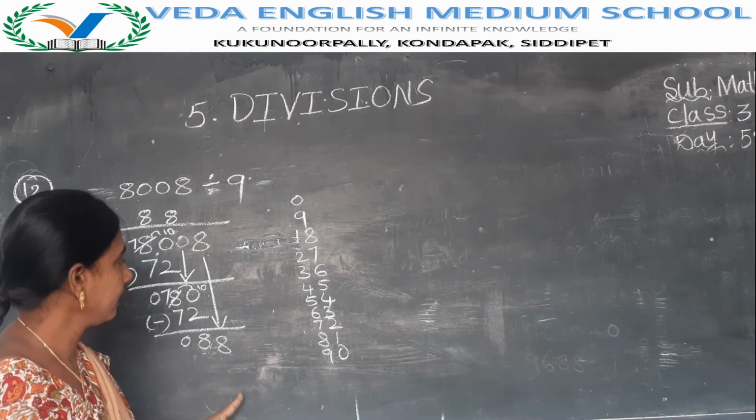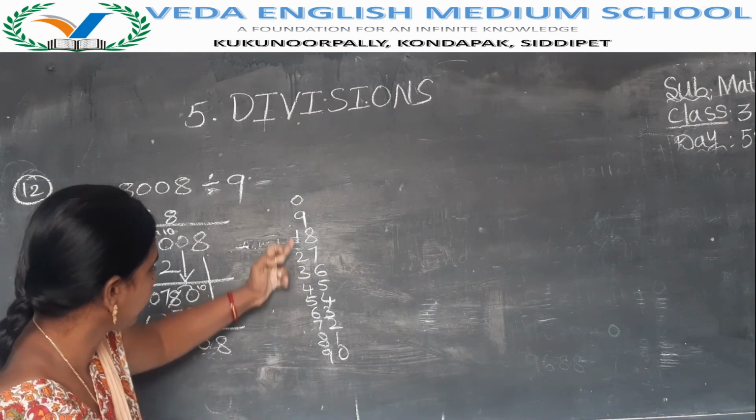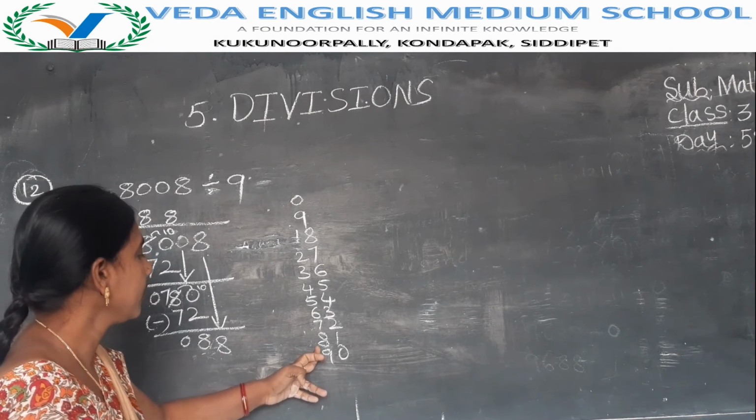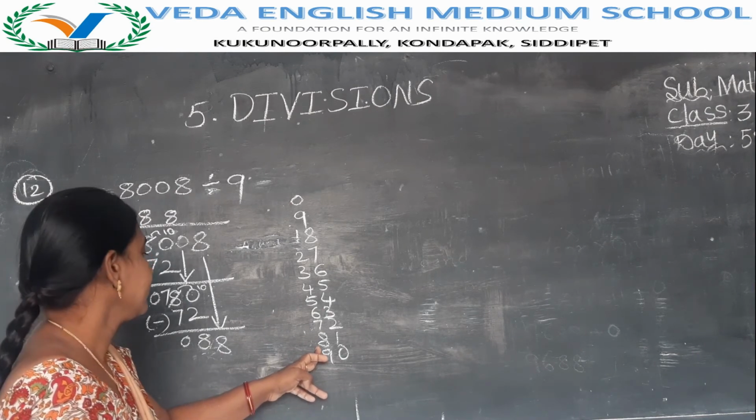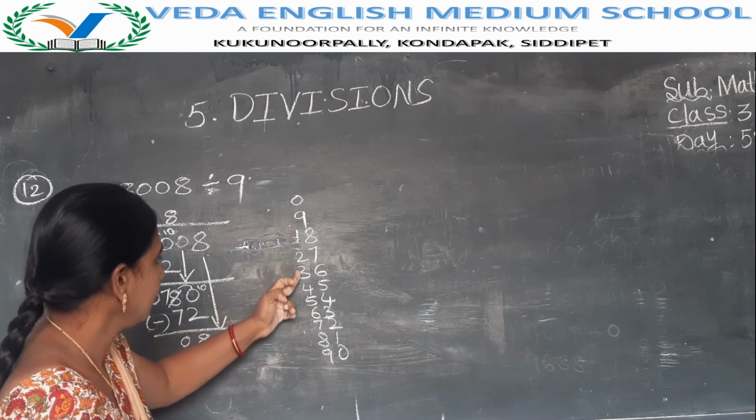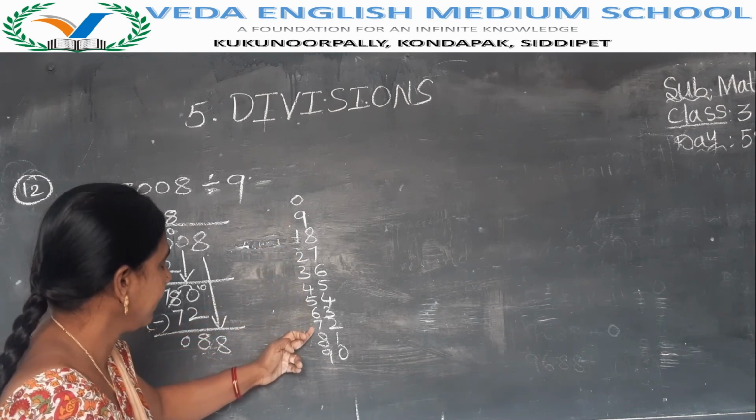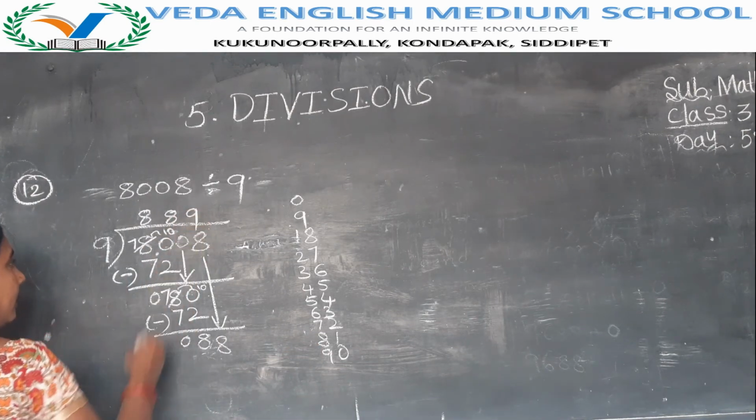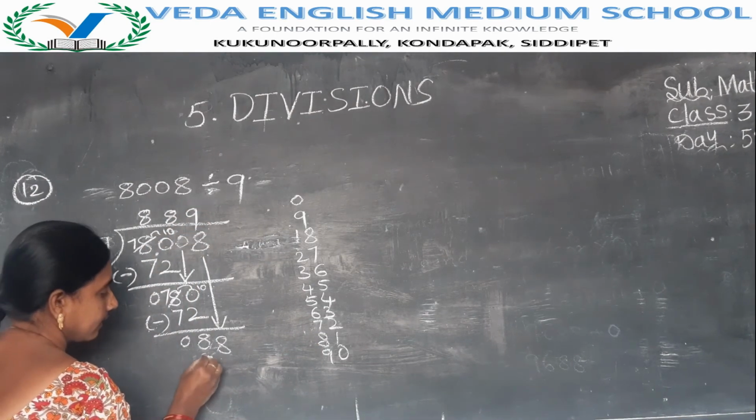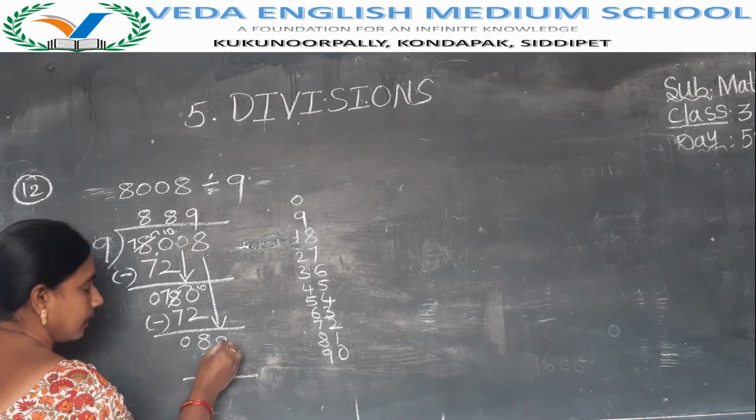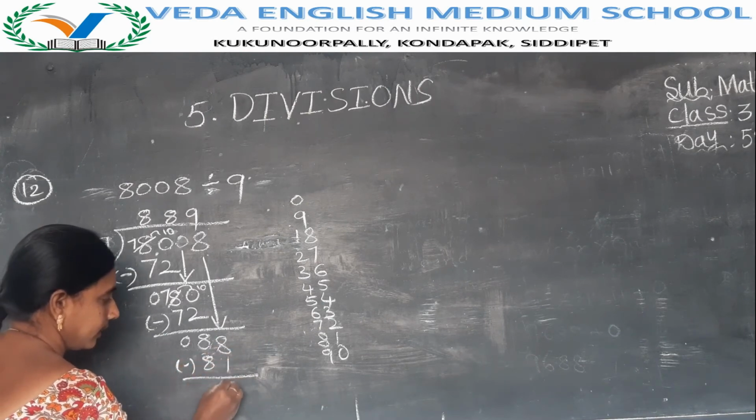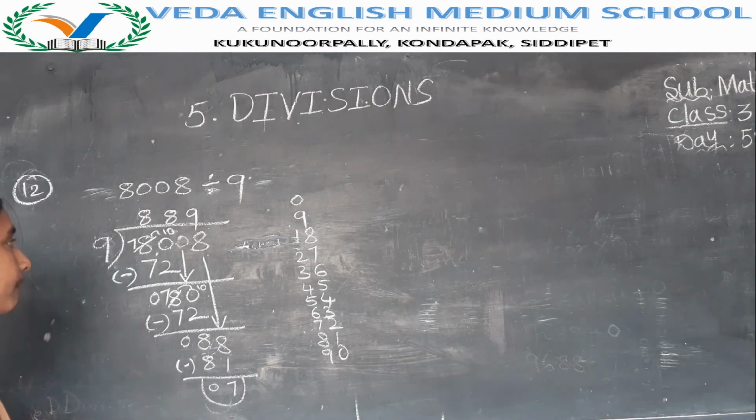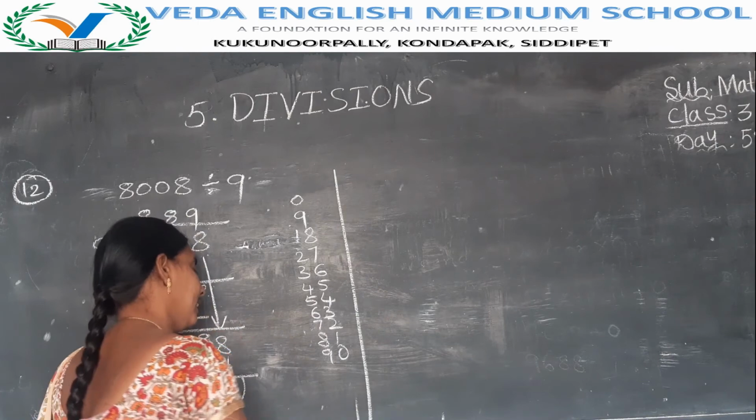Now find the nearest to 88 in this table. The last one is 81. Okay, so how many times 9 is 81? 1, 2, 3, 4, 5, 6, 7, 8, 9. 9 times 9 is 81. So 9 nines are 81. 8 minus 1 is 7. 8 minus 8 is 0. Okay. Now write divisor, quotient, remainder.